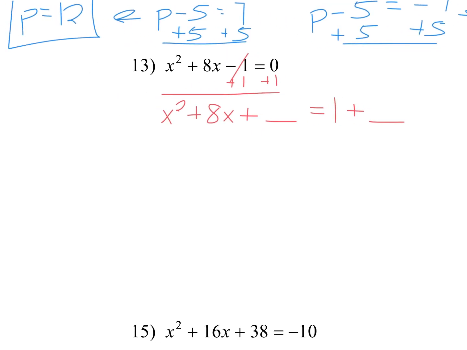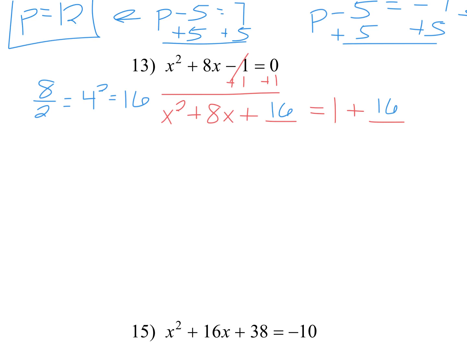Yep, take your b term, divide by 2. What do you get? 4. What do I do with 4? Square, which is 16. So I put that in both blank spots. What you do to one side, you have to do to the other. Okay? Now you're completing the square.